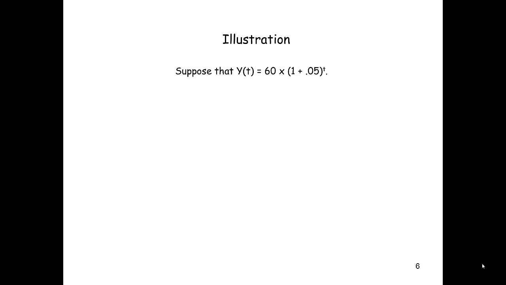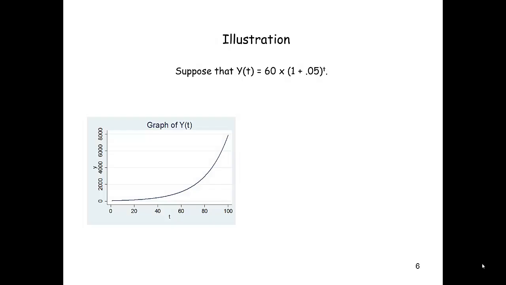So here's an illustration. Suppose we have a series y of t is equal to 60 times 1 plus 0.05 to the t. So the growth rate is 5%, 0.05. If we graph y of t, it shows your standard geometric growth. This is against time on the horizontal axis.